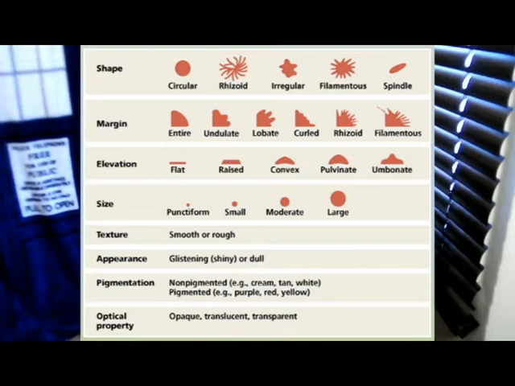About the margins, and if it's elevated, and how large it is, all of those descriptive words are fair game. I hope that answers your question.